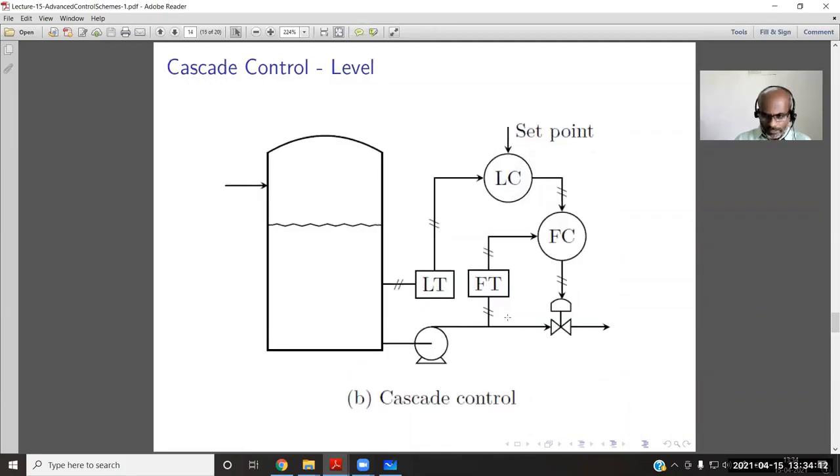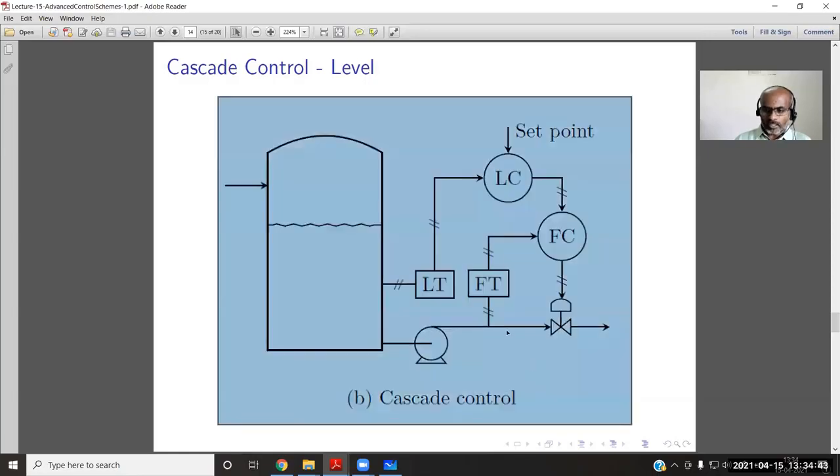Whereas we can implement this cascade system with another flow measurement. The flow measurement goes to the flow controller. To the flow controller, we do not give the set point directly. The set point is given by the level controller's output. So the overall response will actually be faster with cascade control, provided the inner loop is faster. The normal inner loop measurement is flow.